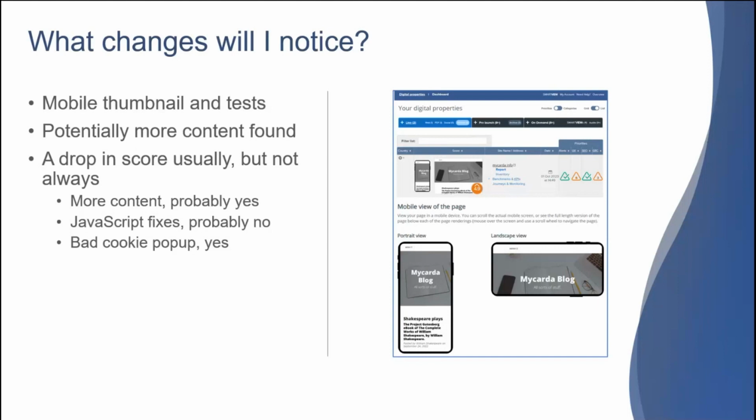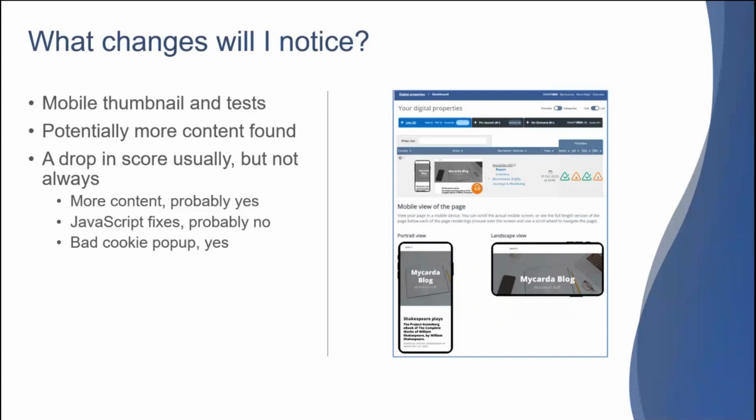So if when you move to Sitemorse 2 we find more content, then yes, probably your score will go down a little bit because we'll find more stuff. If you are using JavaScript to fix maybe your accessibility or a bit of your HTML and stuff like that, then actually we'll recognize that fix, so your score might go up in some cases.